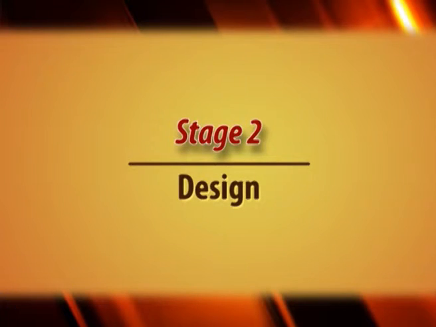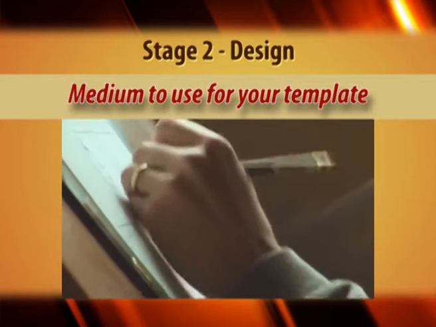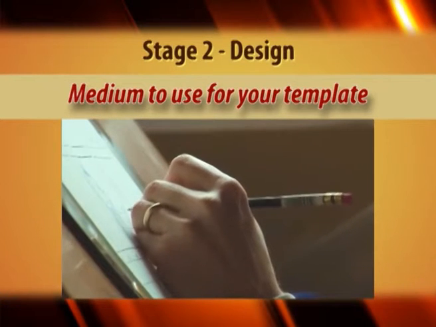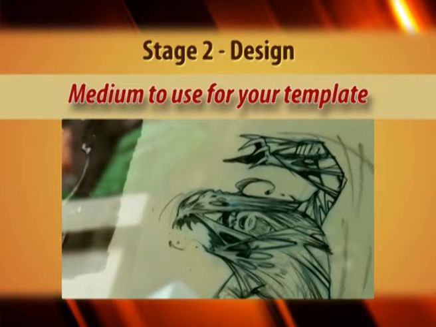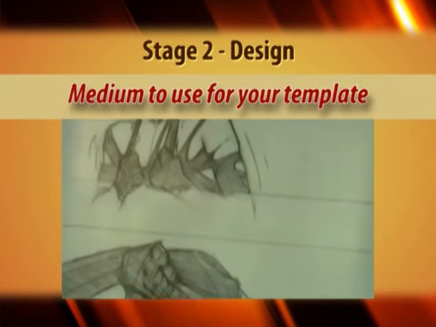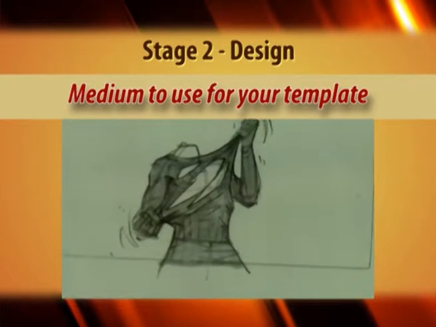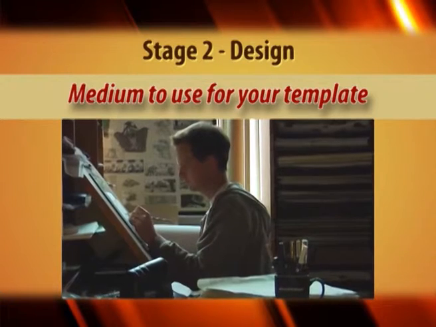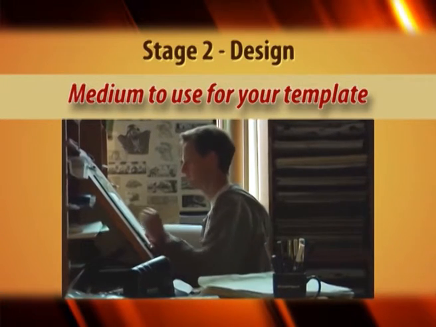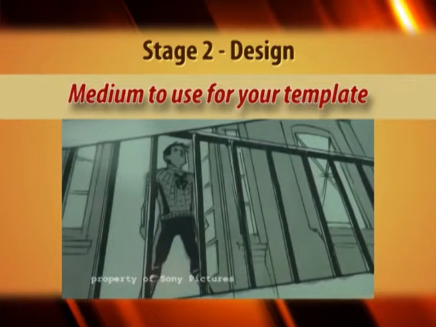Second stage is design. Decide what medium to use for your template. You can draw a basic storyboard template by hand, simply dividing a poster board into empty frames of the same size using a pencil and straight edge. The setup should look similar to a comic book, with rows of square cells, and show how the scene will look on a screen. If you prefer, you can use software.